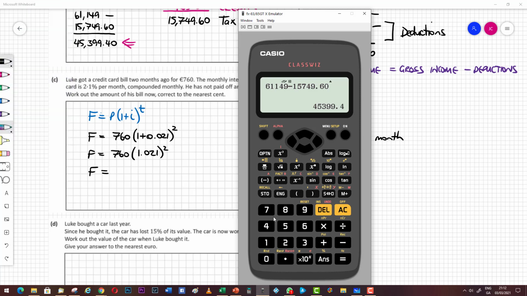760 times 1.021 to the power of 2, that 2 should be outside the bracket, and we get that he owes 792.255. Now because this is money and we want to round off to the nearest cent, if we go to 2 decimals we have 25, but the next number is a 5, and if it's 5 or bigger we have to round up, so that'll be 792.26.